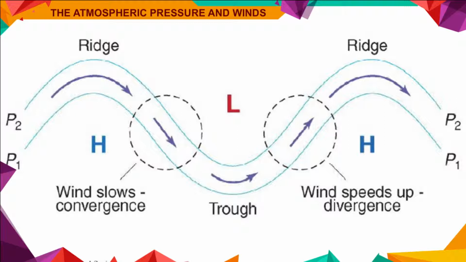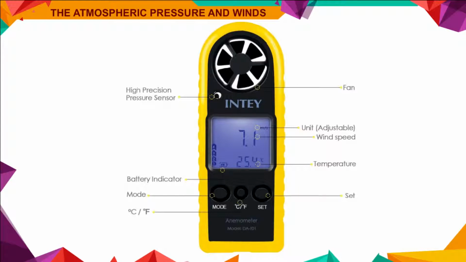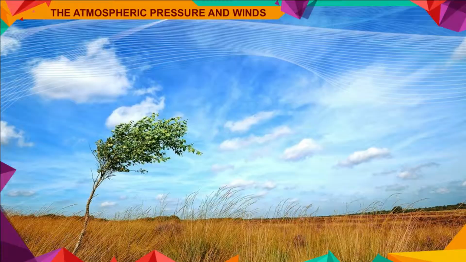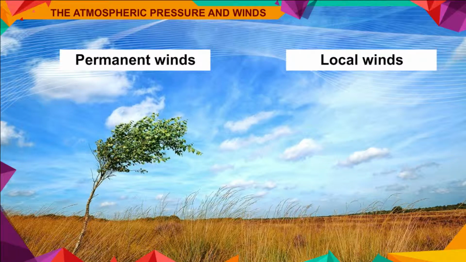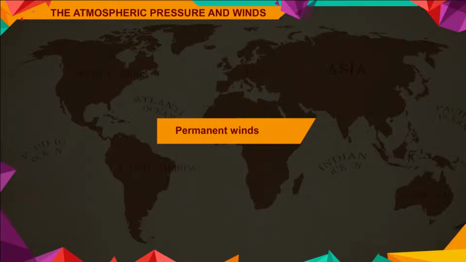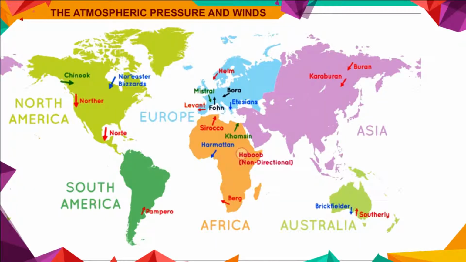When the difference is high, the wind rushes from the high pressure region to the low pressure region at a great speed, as in a storm. The speed of wind can be measured with the help of an instrument called an anemometer. Winds can be broadly classified as permanent winds and local winds. Permanent winds. These are the winds which blow throughout the year in a particular direction and over a particular region. They are also called prevailing winds or planetary winds.